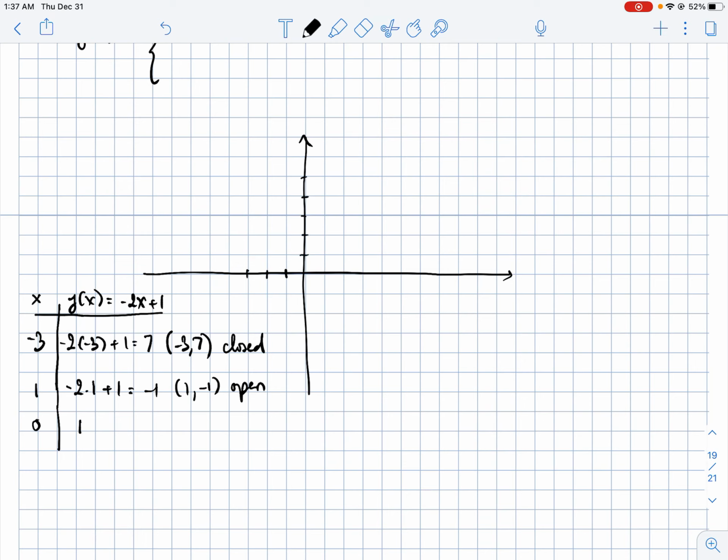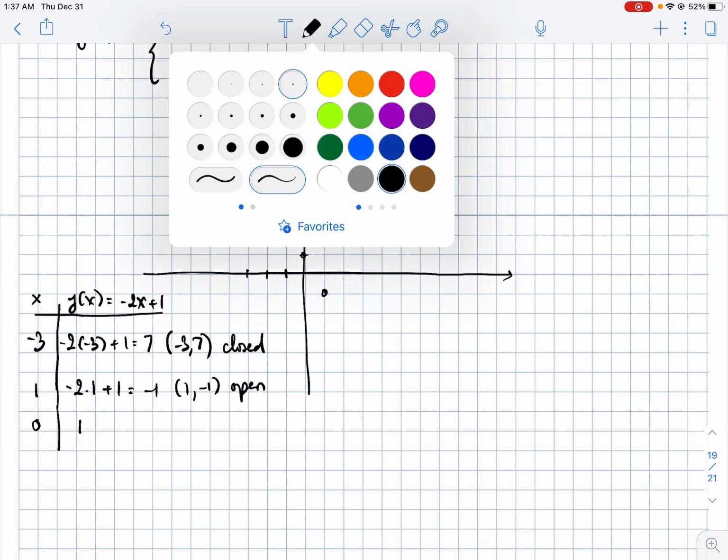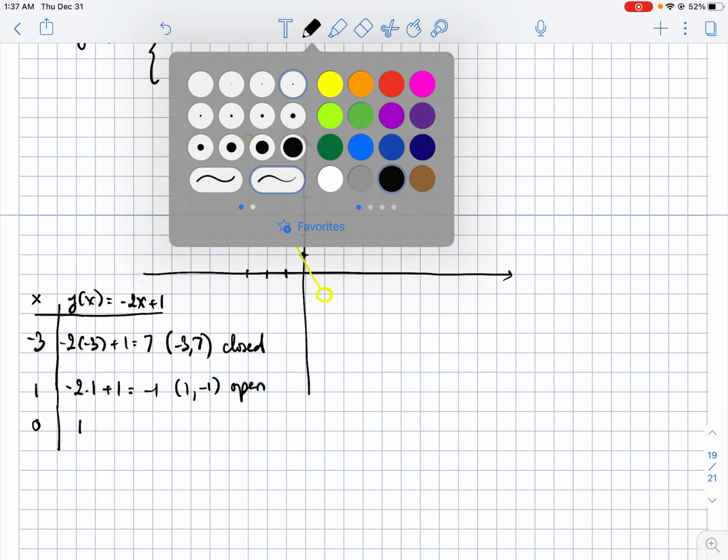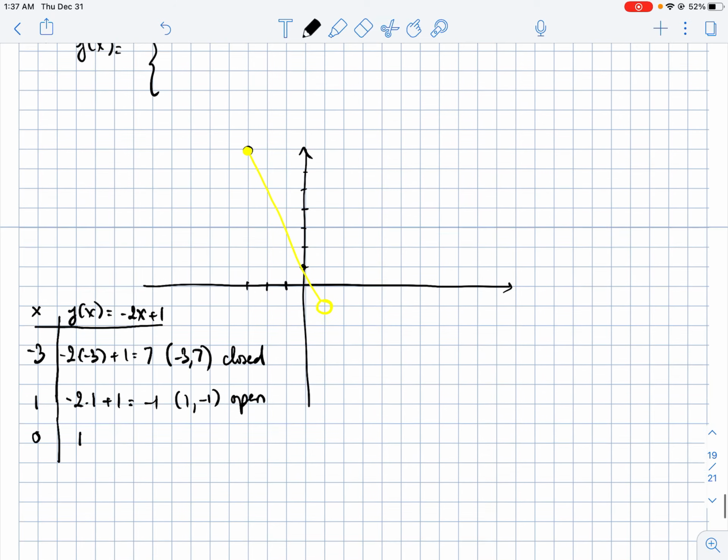Now we have 3 points. Let's go ahead and plot them. We have (negative 3, 7) and (1, negative 1), which will be open. So we will connect these 2 points, and the point (0, 1) is here. I'm going to use the yellow line to connect this. So one more time, this point will be open, and this point is a closed point.